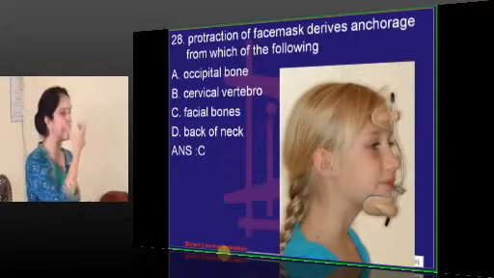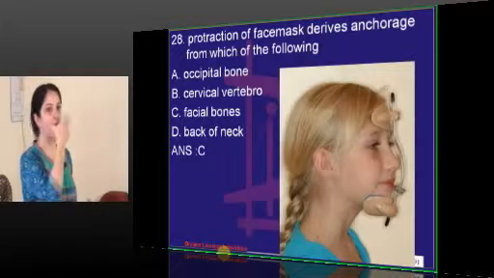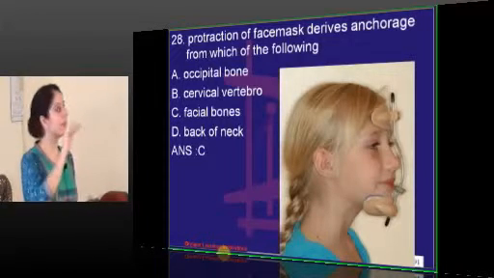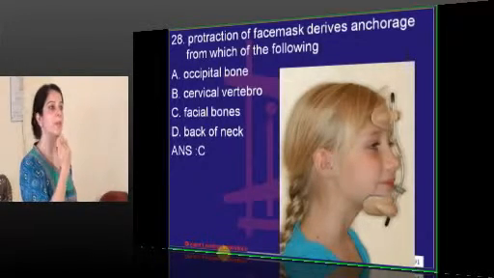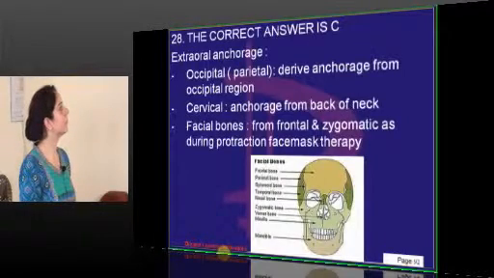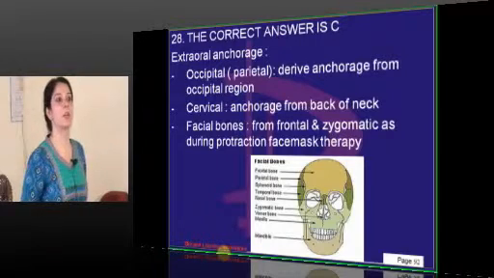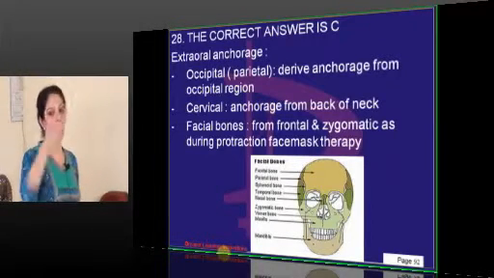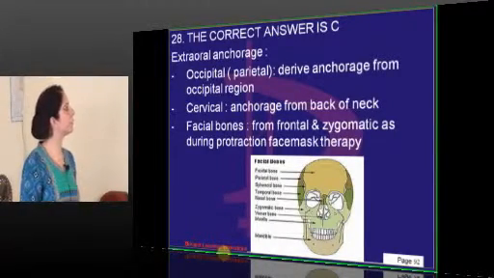So what happens is these elastics make the maxilla grow forward and outward, and there is a reciprocal push on the mandible inside because of the chin cap region over here. This is a form of extraoral anchorage which is taken from the forehead and also from the chin.